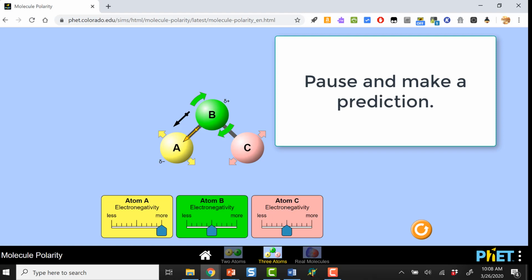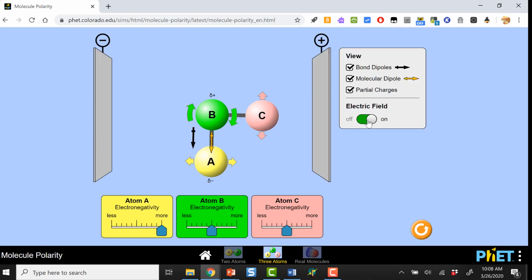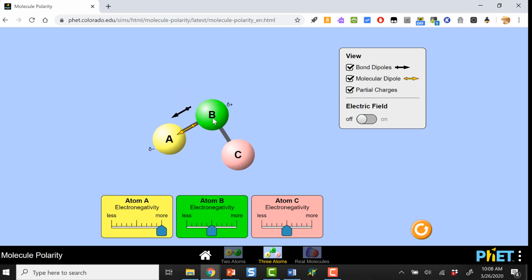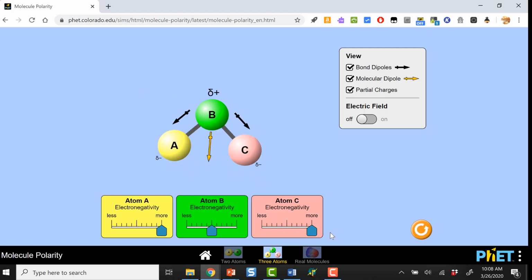If I put this in an electric field, what's going to happen? Notice it does orient itself in the electric field, and the thing that's orienting is the molecular dipole, not the bond dipole. In this case, they happen to be the same thing. I'm going to turn the electric field off. I'm going to rotate this back around, and I'm going to show what happens if atom C has an electronegativity also.